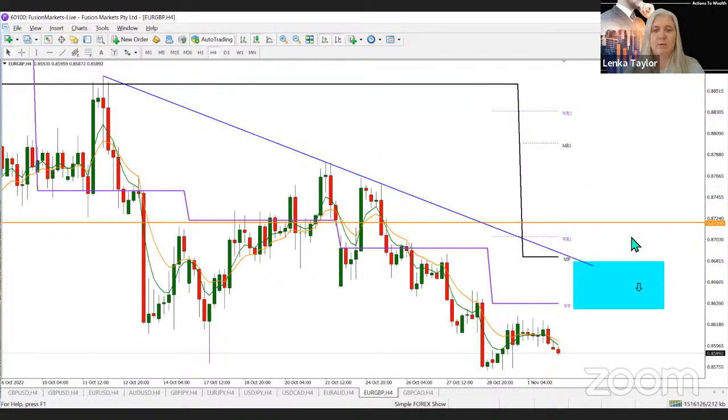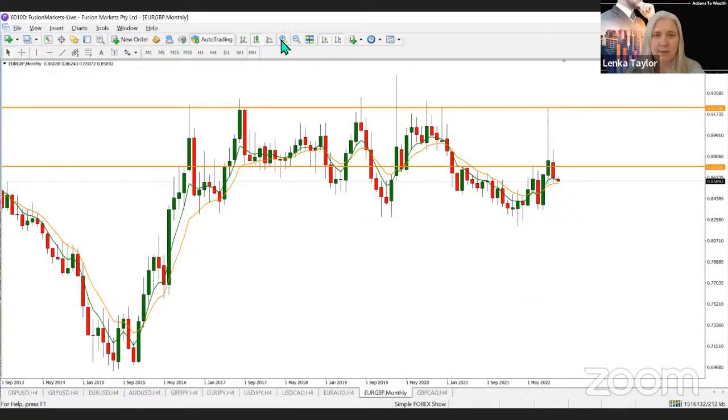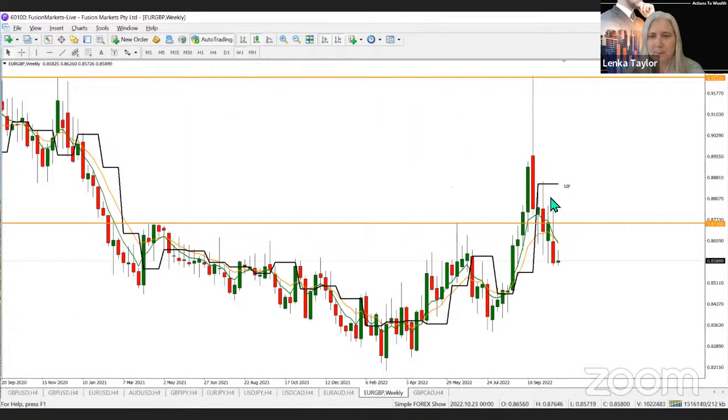Next currency pair I'm looking at is Euro GBP, and I'm looking for short opportunities. In the monthly, we are back below that previous range and the previous level of resistance, so looking for short opportunities from here. On the weekly, we've had 1, 2, 3, 4 bars going downwards, so looking for price to pull back and then continue in the downward direction.